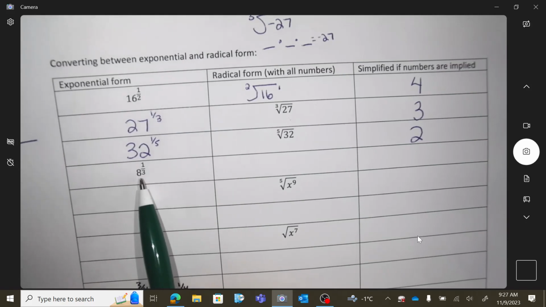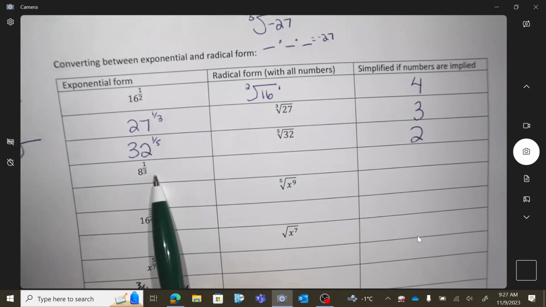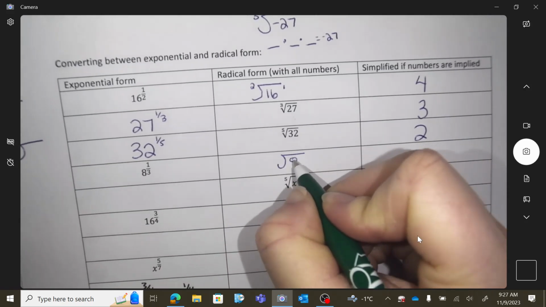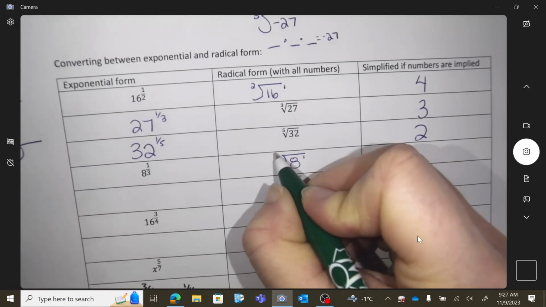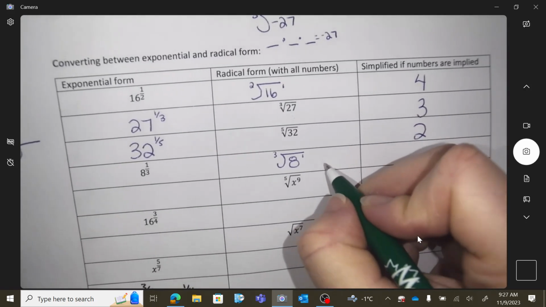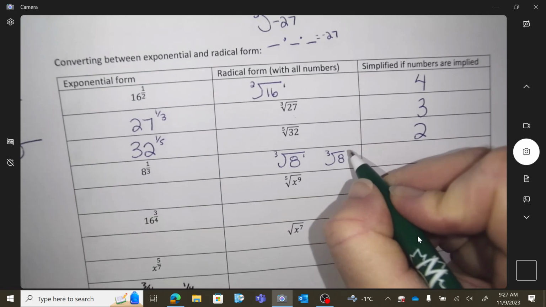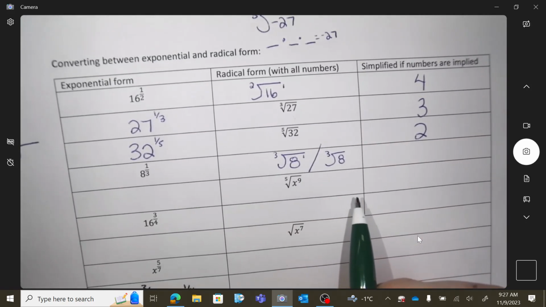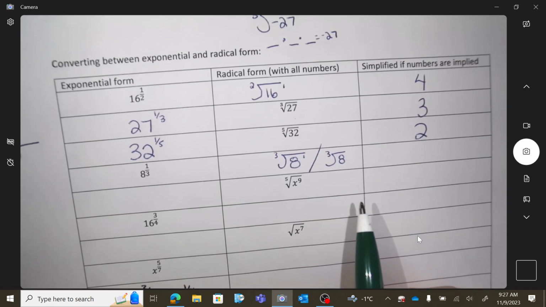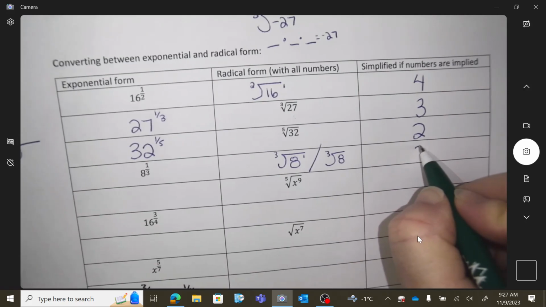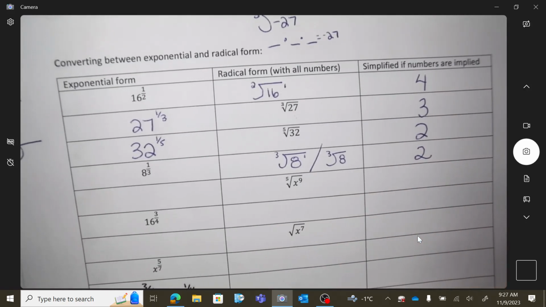Okay, so 8 to a 1/3 would become 8 to a 1/3, like that. Okay. Normally, you can see that I don't normally write my 1 on there, because anything to a 1 you don't need. Cubed root of 8 is 2.